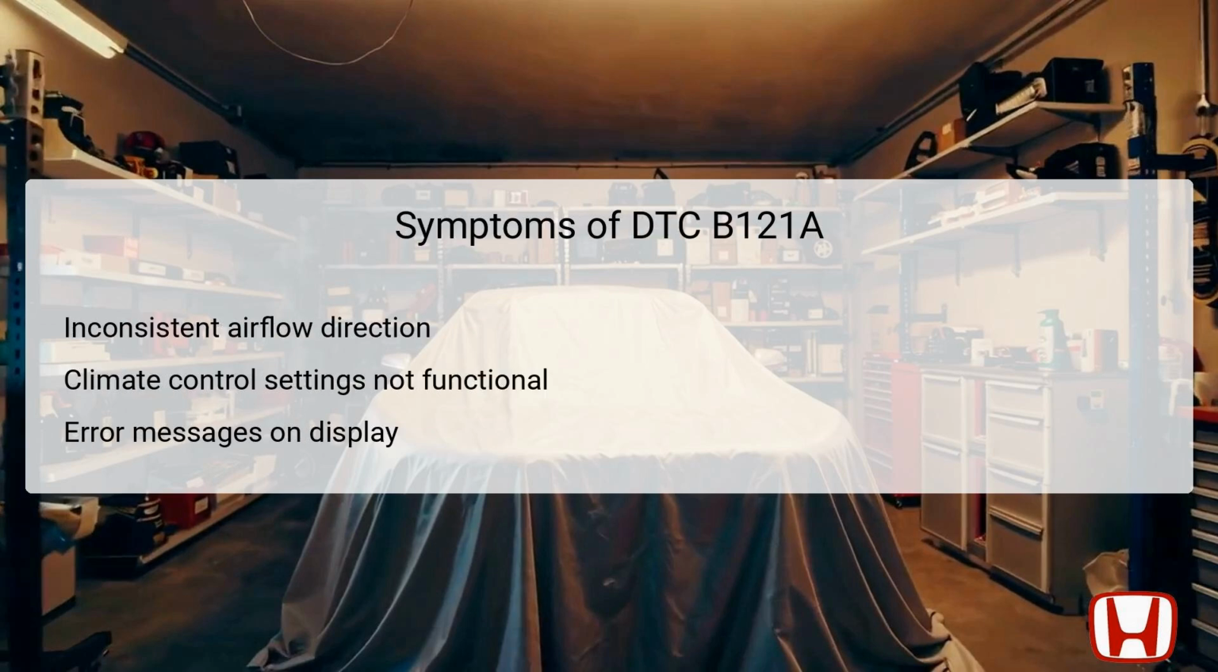Symptoms that may accompany the DTC B121A include inconsistent airflow direction, where air might not be directed appropriately to the specified vents, reducing occupant comfort. Another symptom could be non-functional climate control settings. When the driver attempts to adjust temperature or airflow modes, there may be no response from the system. Additionally, error messages might appear on the DTC screen, such as BB1 or indicator 49, informing users that there is an underlying problem with the climate control system. Identifying these symptoms quickly can help streamline the troubleshooting process and lead to timely repairs.